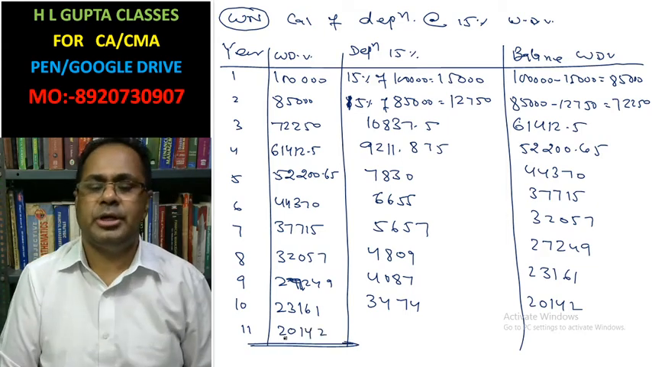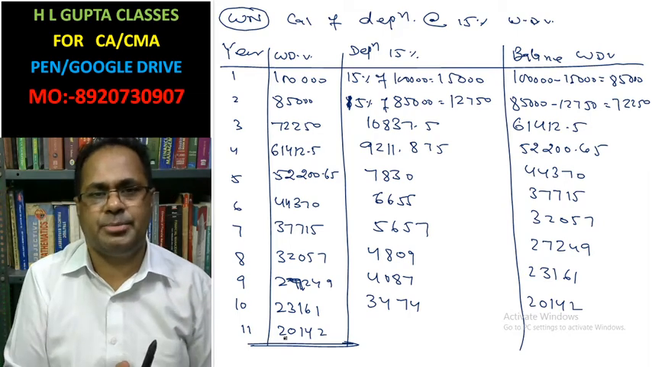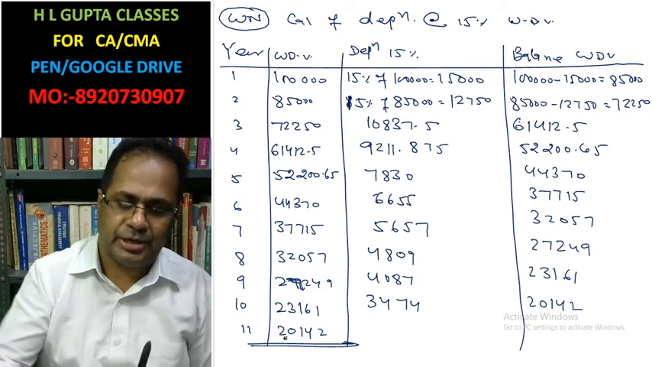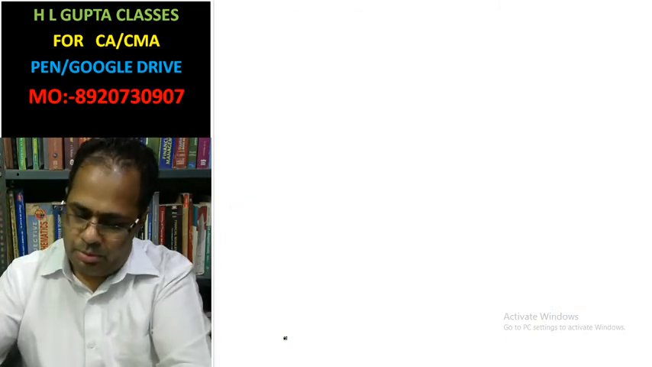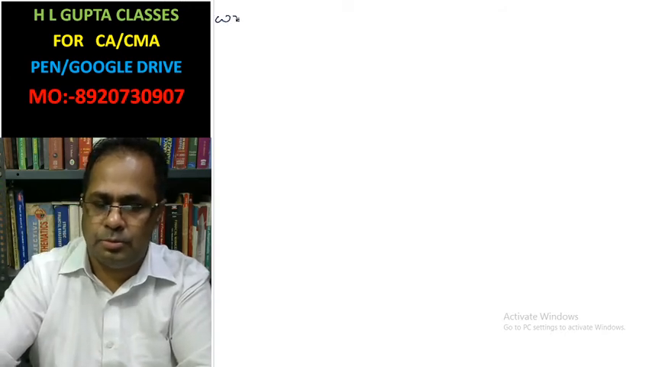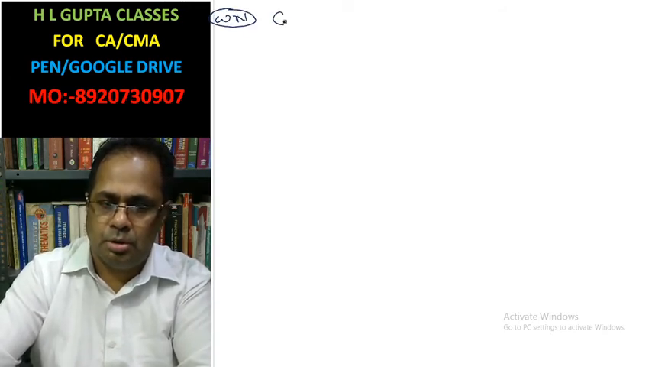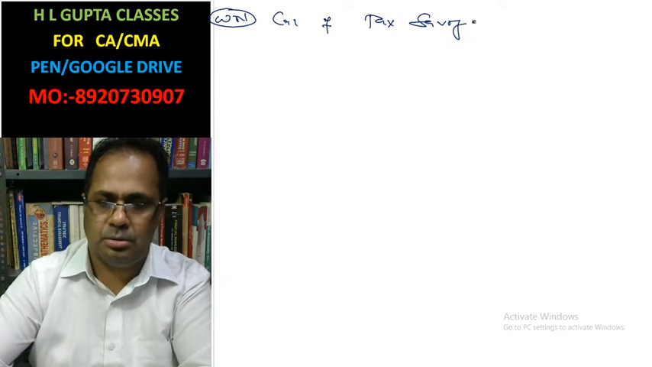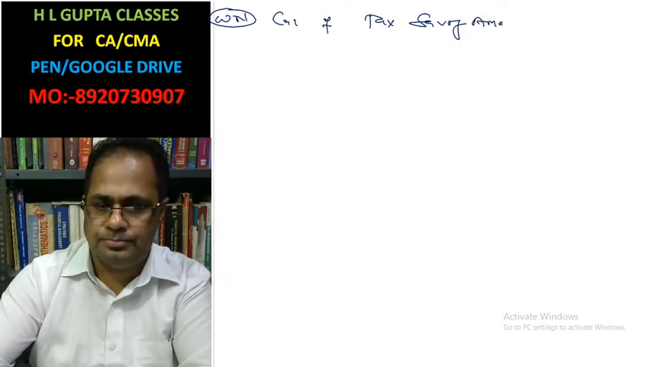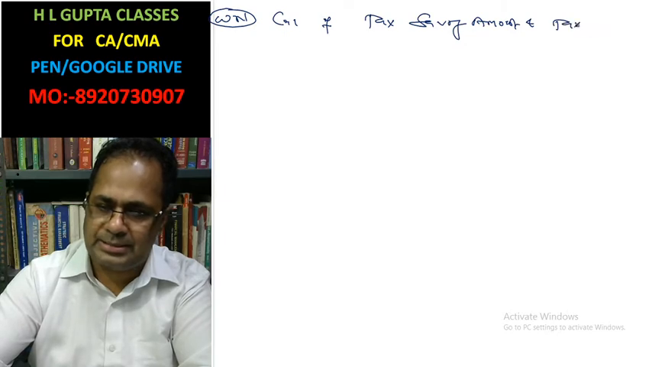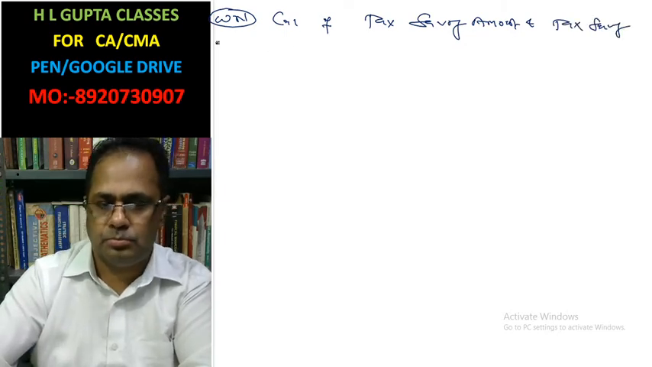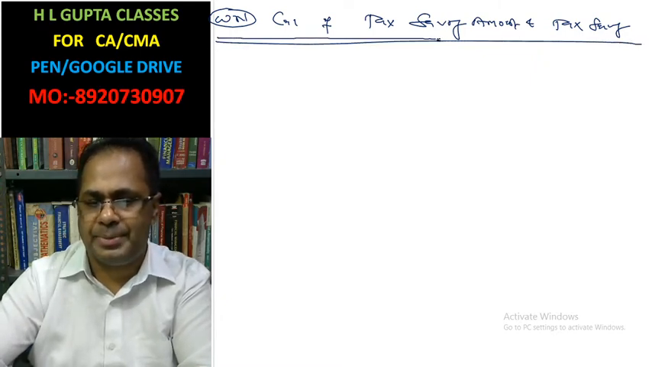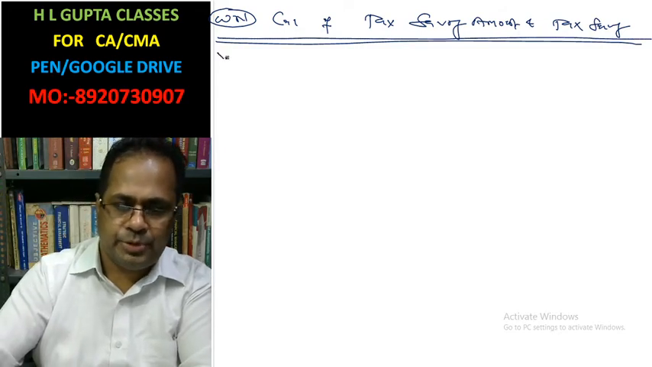This is a depreciation. Now we have to calculate tax saving amount. To calculate tax saving amount, we need two things. One is the depreciation, another is the interest. Calculation of tax saving amount. Tax saving amount is calculated on depreciation and interest. You write here.